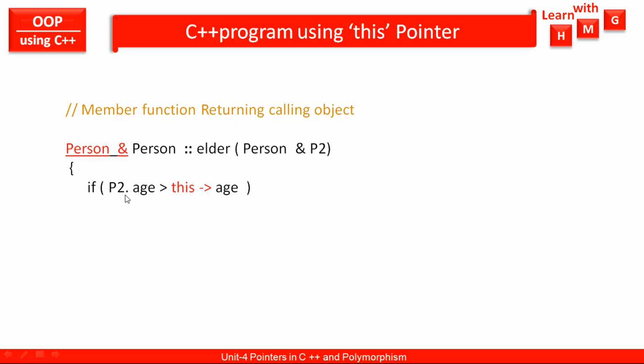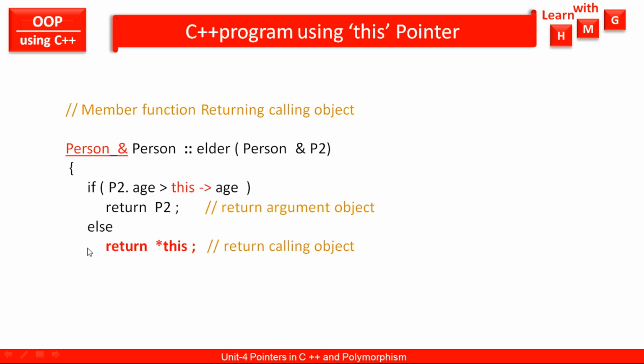So if the age of the argument object is greater than the age of the calling object, the comparison is written like p2 dot age greater than this arrow age. So what operation am I doing? I am comparing the age of the argument object with the age of the calling object, and if the age of the argument object is greater, then return the argument object, that is return p2, and if the condition is false, then return the calling object. See, it is indicated in red color, return star this. Star this indicates the calling object. So here I am returning the calling object.